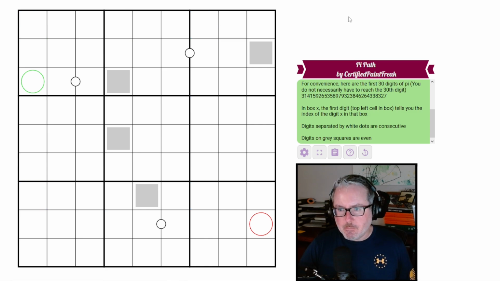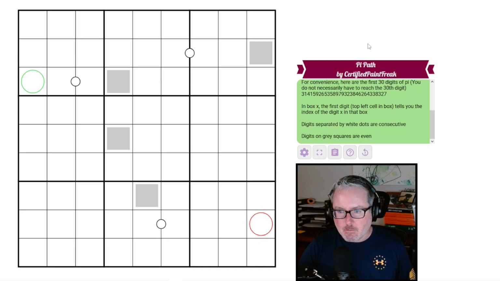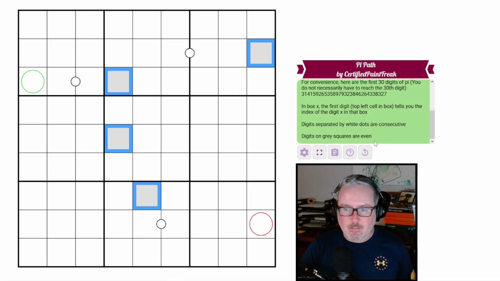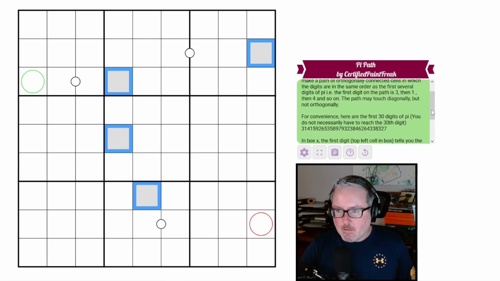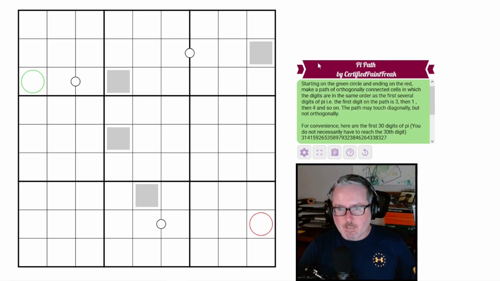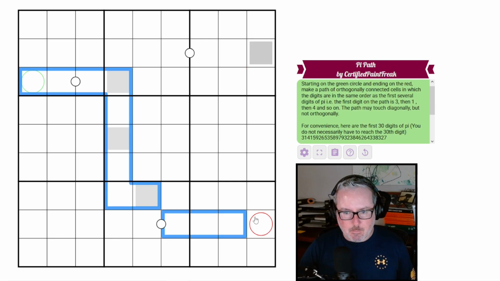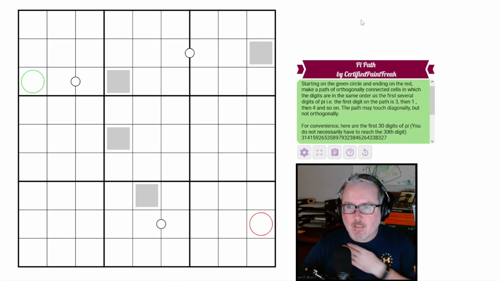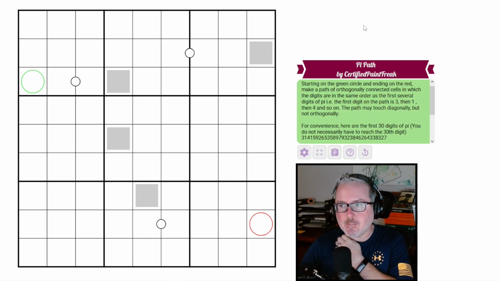Then we've got digits separated by white dots are consecutive. So these are Kropkis, and those will be consecutive digits. And then digits on gray squares are even. So we have 4 of those. These will be even digits. And those are the rules. Nothing crazy. Again, we're going to have to figure out the path of pi on this thing. So it looks like it's going to be a fun one to get to. Let's give it a go.